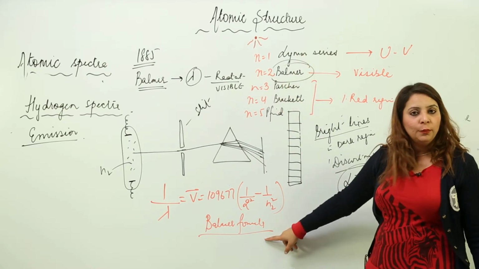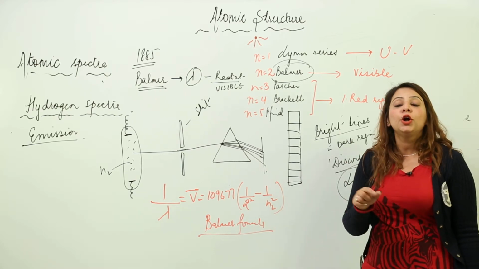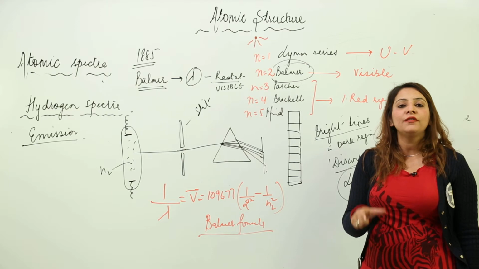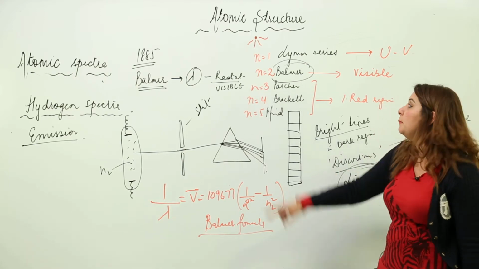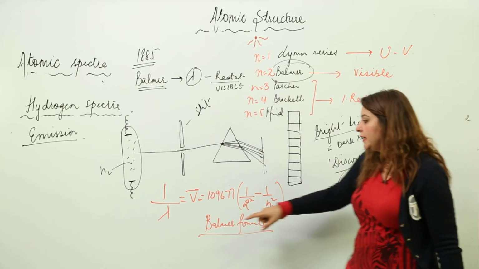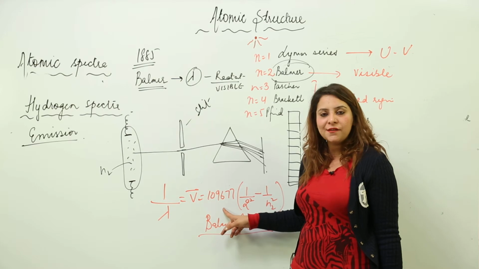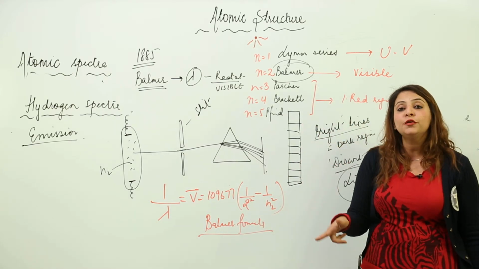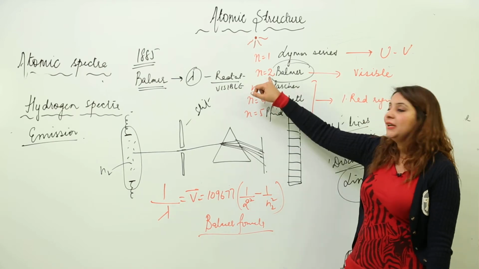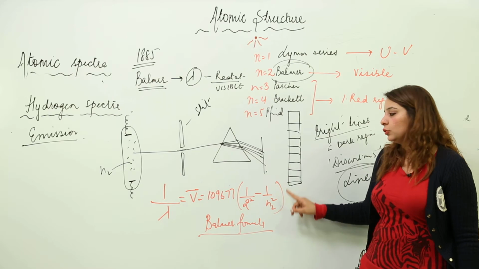And what is the Balmer formula? It is the formula given by Balmer only, in order to calculate the wavelength of the radiation occurring in the visible region, that is in the Balmer series. And what's that? 1 over lambda, the wave number, is equal to 109677 times (1 over n1 square minus 1 over n2 square), and because it is for Balmer, n1 for Balmer is 2, so particularly it has to be 2 square minus n2 square.